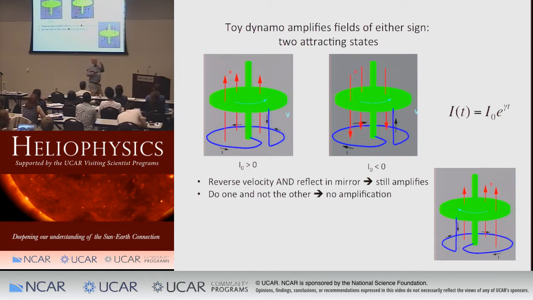But if I do one and not both of those, if I reflect it in the mirror but keep spinning it in the same direction, or I spin it in the opposite direction, I do not get exponential growth. So this is that last bit about the reflectional symmetry or rotation being important in some sense for dynamos. And here it clearly is. The dynamo only works in one direction.